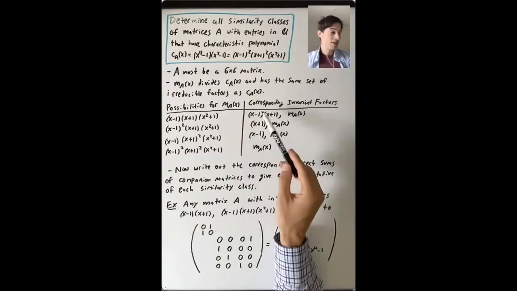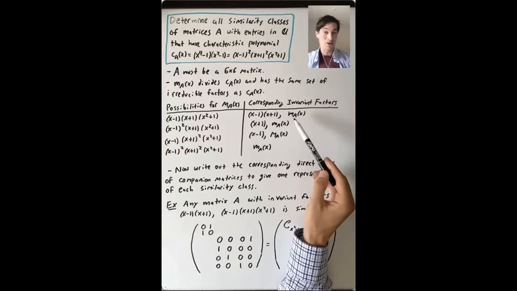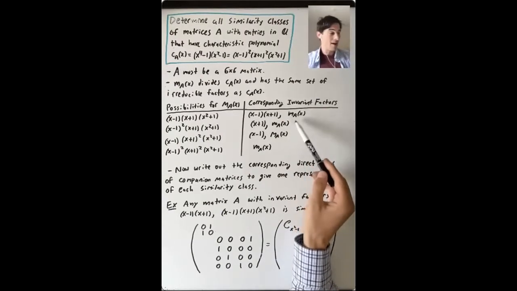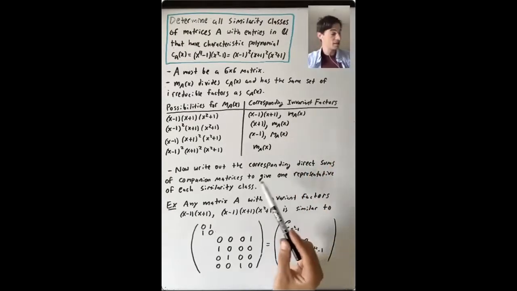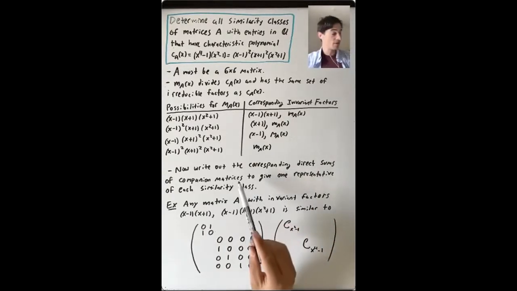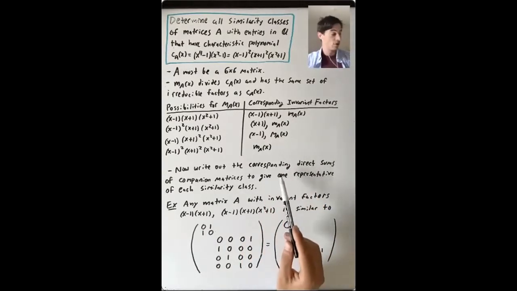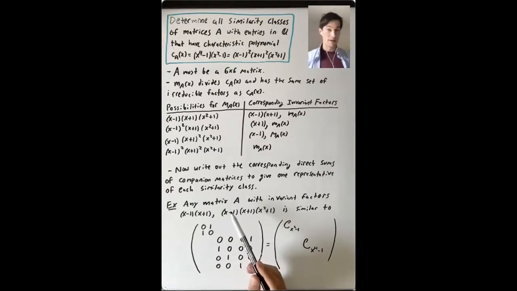So given each one of these possible sets of invariant factors, there is a matrix in rational canonical form with those invariant factors. So let's just write it down. One matrix in rational canonical form for each of these four possibilities. What I mean is, write out the corresponding direct sums of companion matrices of these invariant factors to give one representative for each similarity class. So I'm going to give an example, a different one than is given in Dummit and Foote.